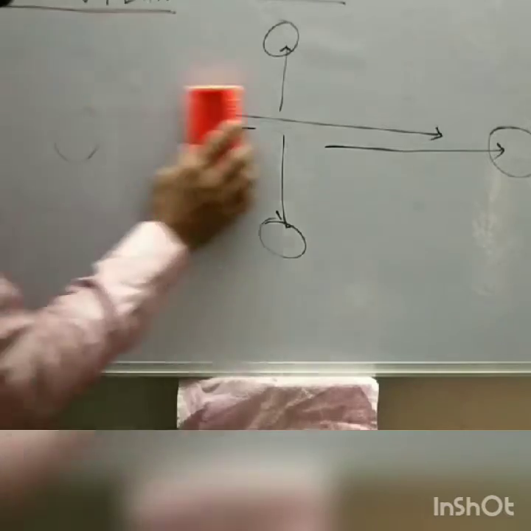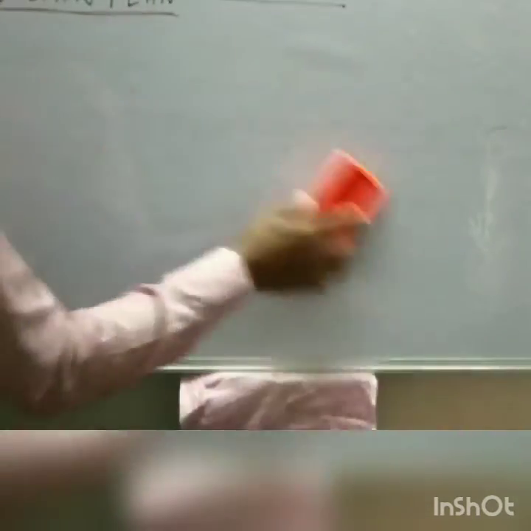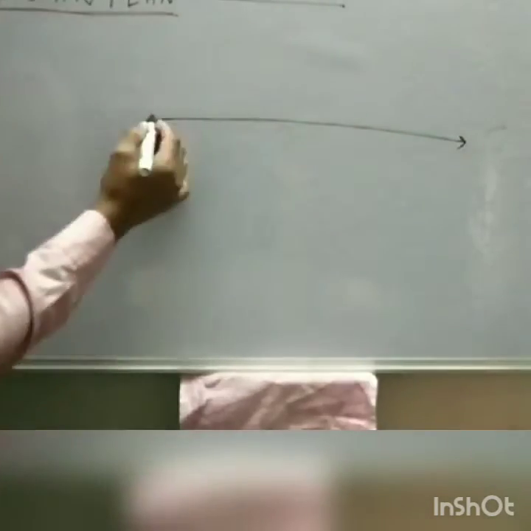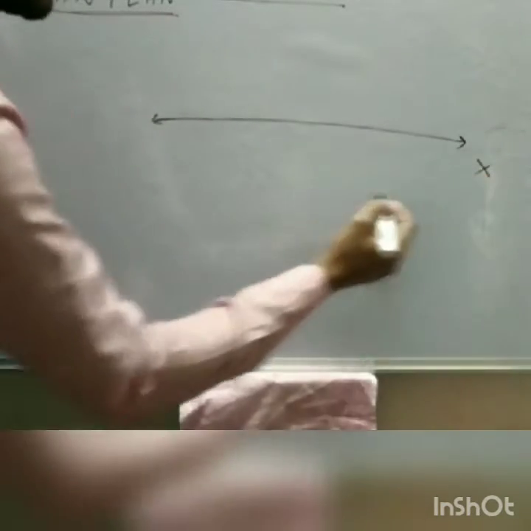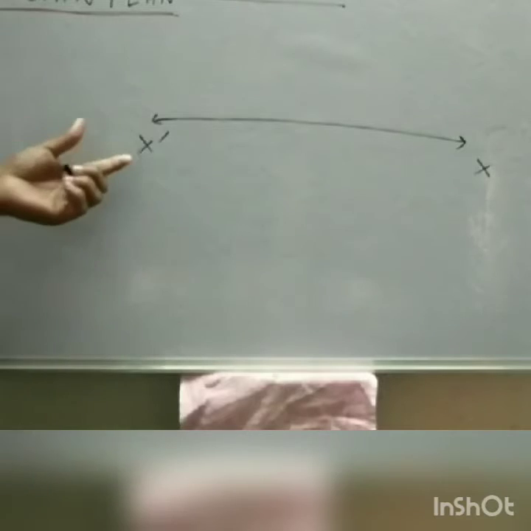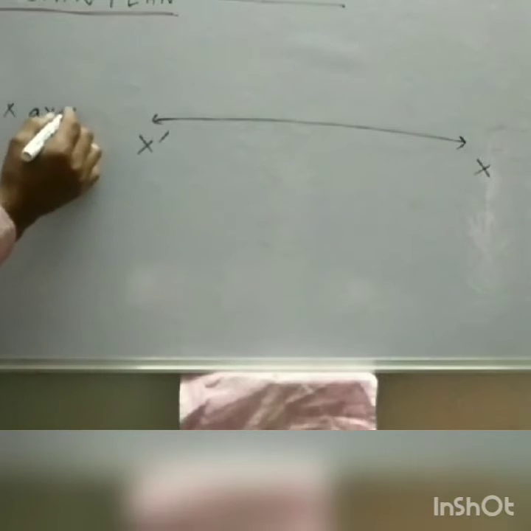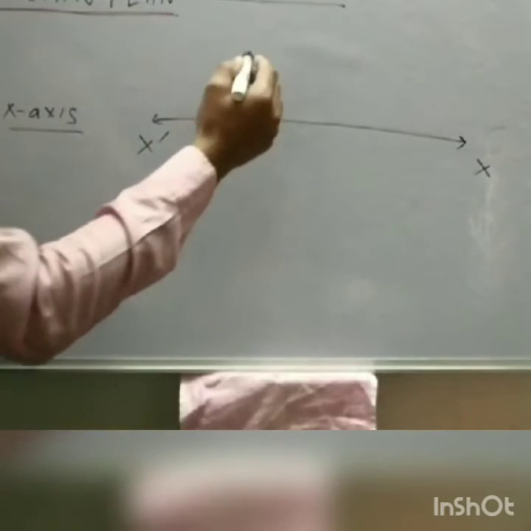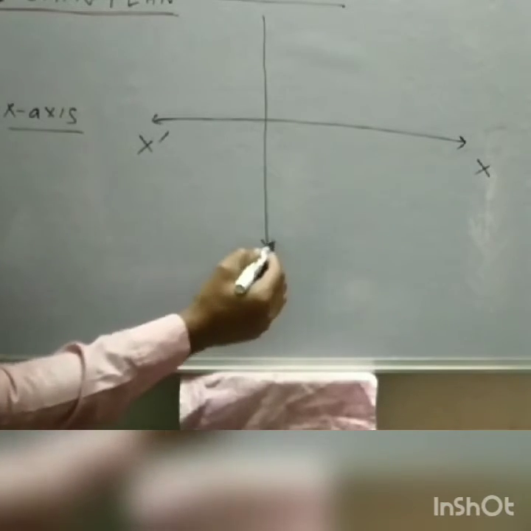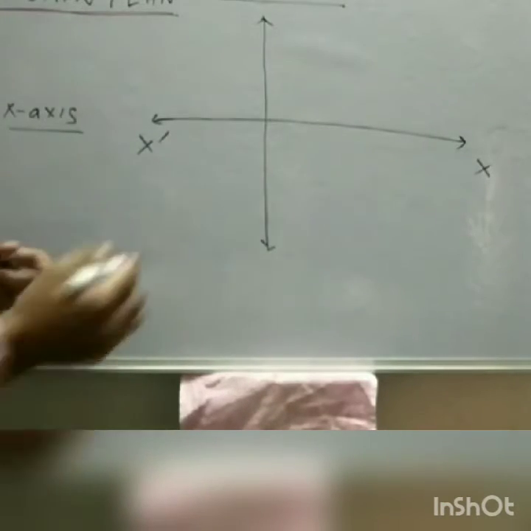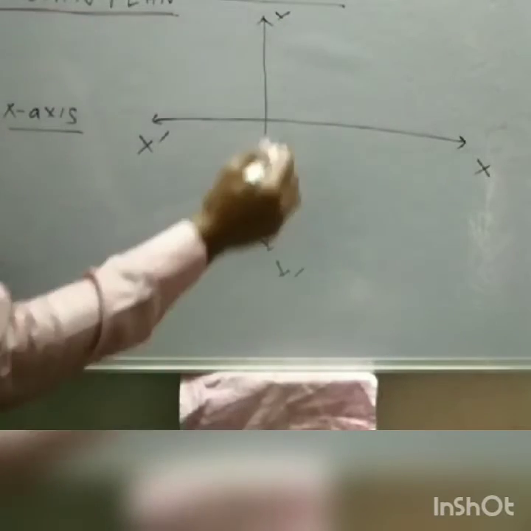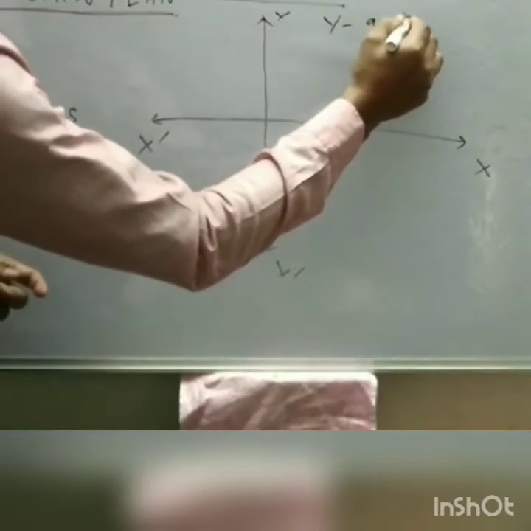So to represent these particular cases, we have a certain concept, and this concept is known as Cartesian Plane. So what is Cartesian Plane? Look, this is our one line, and this line is represented as x dash x. This is the horizontal line, and which is known as x-axis. In the same way, another vertical line where it intersects the x-axis will be represented by y dash, and this is known as y-axis.